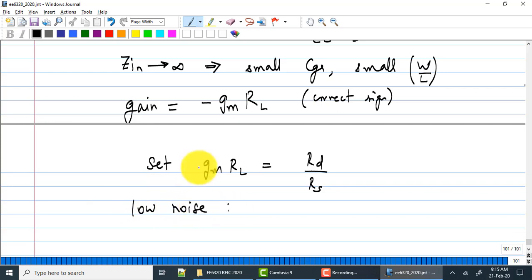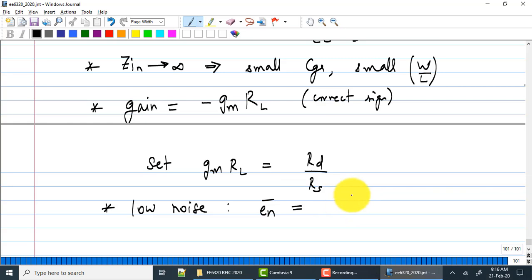So 0.1, 0.2, 0.3. What is the input referred noise of a common source amplifier? Right now we are saying it's a resistive load. It is some gm RL, right? What is the input referred noise? Do you remember? Well, in this course, we do not write it as 8 kT by 3 gm. We write it as 4 kT gamma gm.